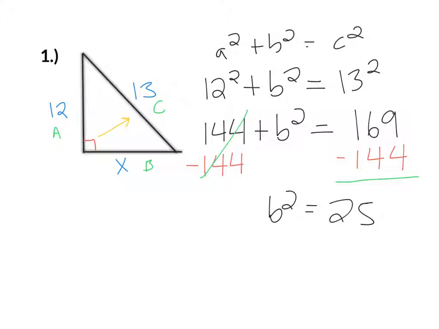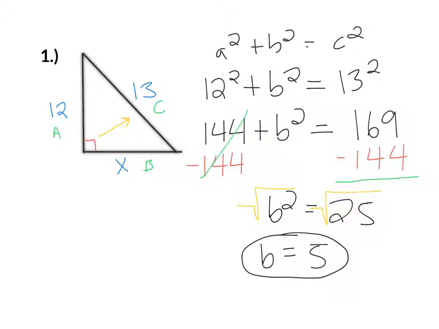Once again, just like we talked about yesterday, we don't want to find out what b squared is, we want to find out what b is. And our last step here is to take the square root of both sides to get b equals 5. And please circle your answer.